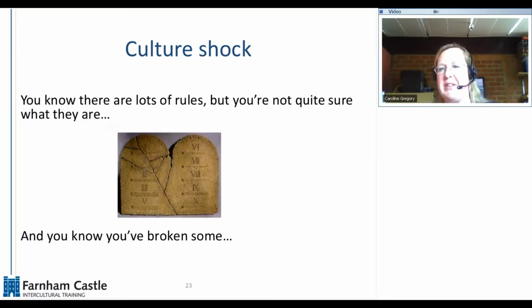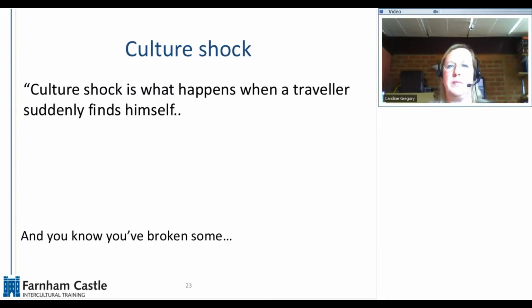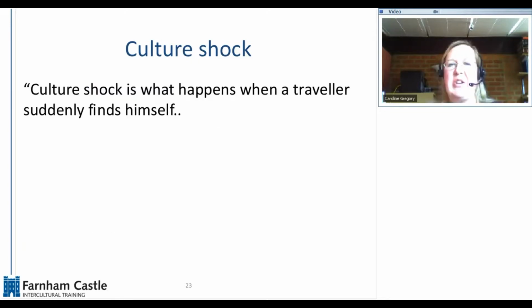I'll give you a quote here which I like about culture shock. Culture shock is what happens when a traveller suddenly finds himself in a place where yes may mean no, where a fixed price is negotiable, where to be kept waiting in an outer office is no cause for insult, and where laughter may signify anger. I like that one because, again, it refers to the intangible things, not the tangible.